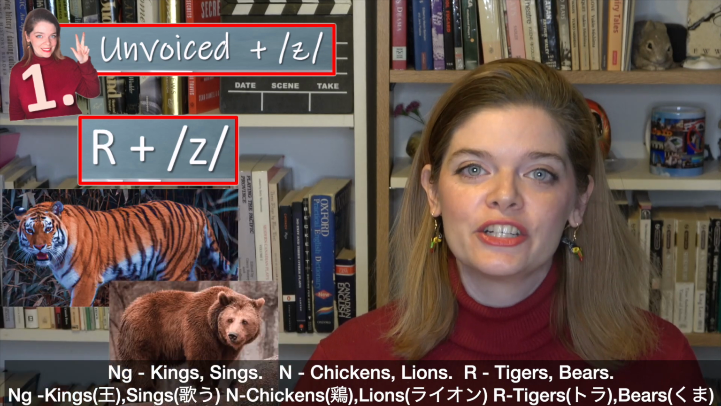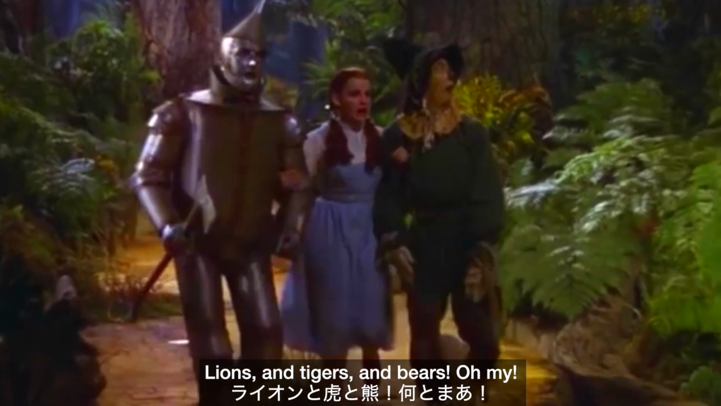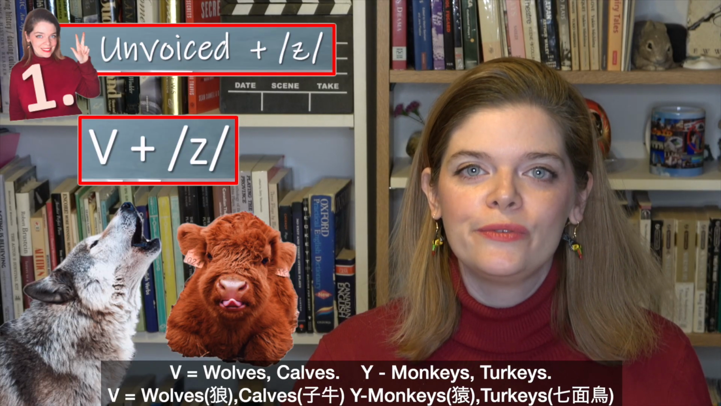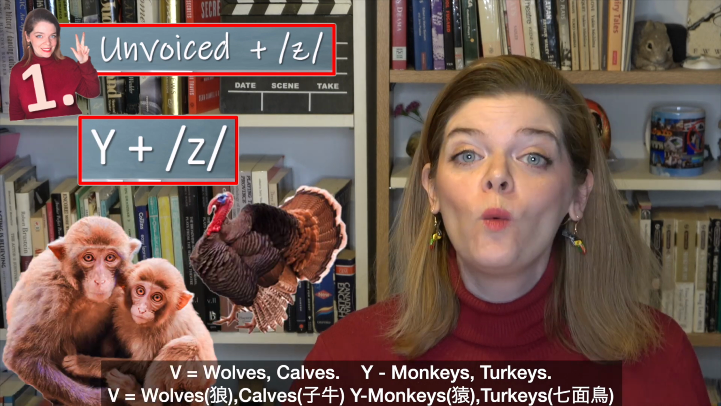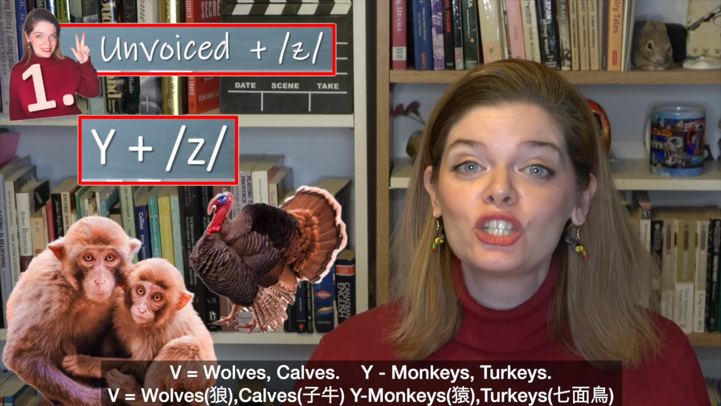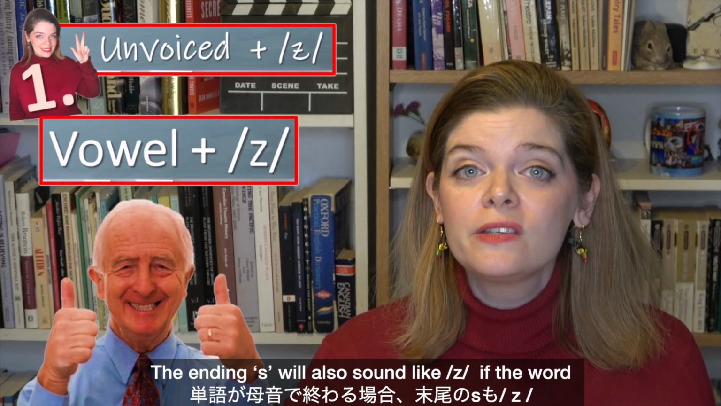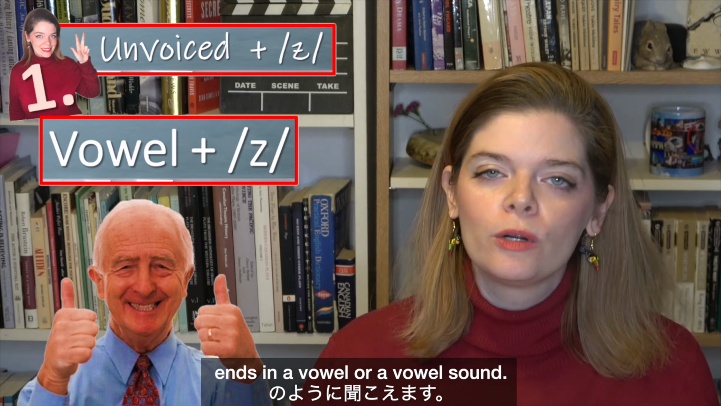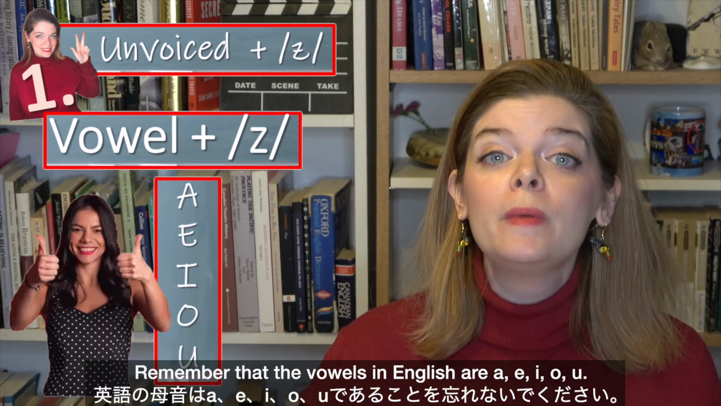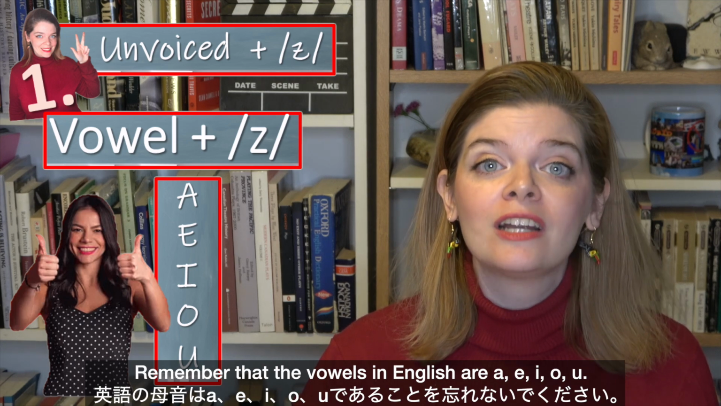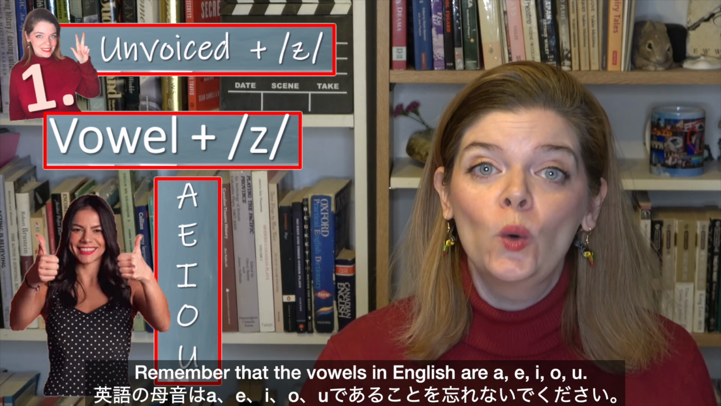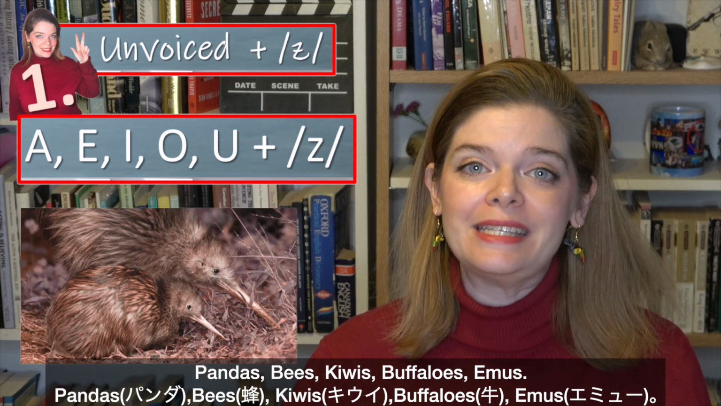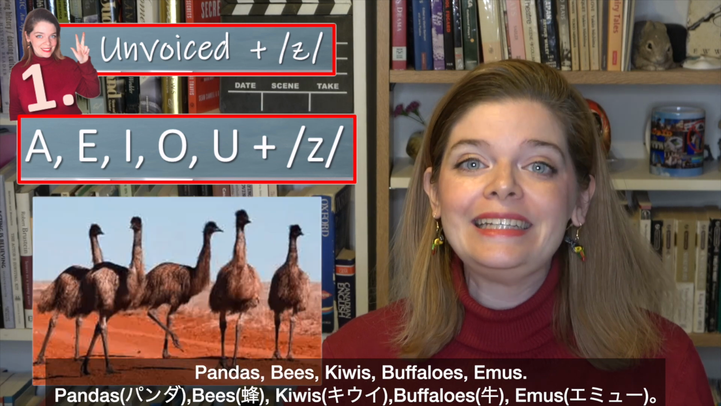R, tigers, bears. Lions and tigers and bears. Oh my! V, wolves, calves. Y, monkeys, turkeys. The ending S will also sound like Z if the word ends in a vowel or a vowel sound. Remember that the vowels in English are A, E, I, O, U. Pandas, bees, kiwis, buffaloes, emus.